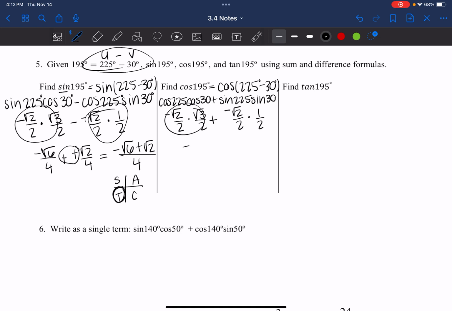So we multiply these fractions and we get negative root 6 over 4. Plus, when we multiply these, we have negative root 2 over 4. Again, we've got that common denominator, so I'm going to add those.